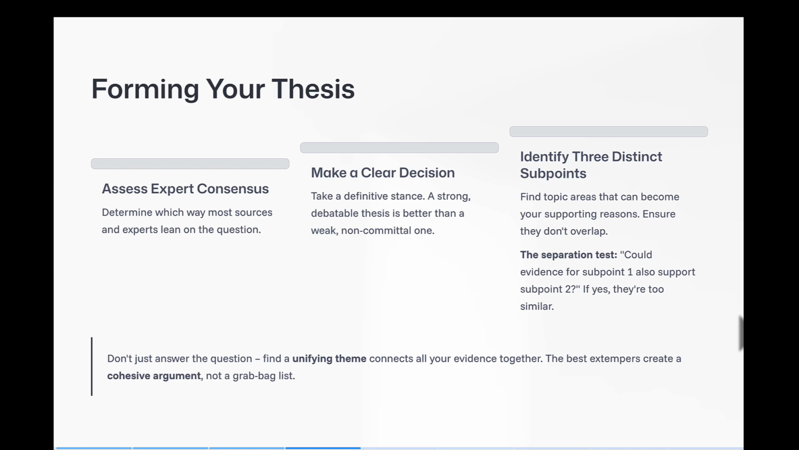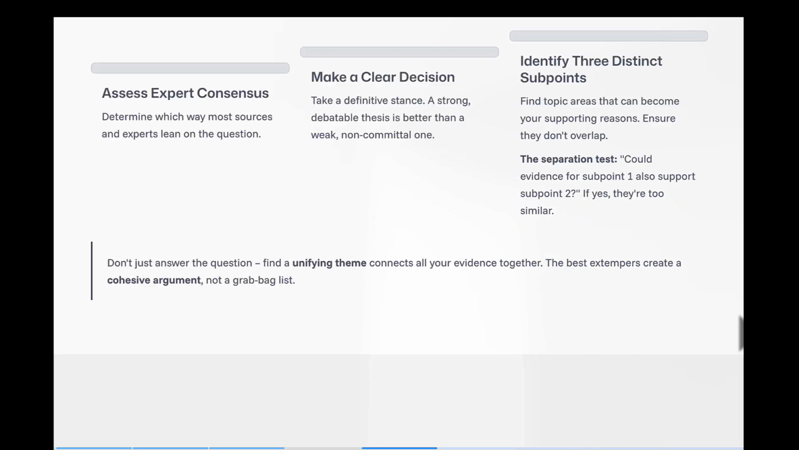A good test to do is what I would call the separation test, which is: could evidence from subpoint 1 be used for subpoint 2? If the answer is yes, your points are too similar. None of your evidence from a body paragraph or a subpoint should be applicable to a different body paragraph, even though they are all going to be connected by a larger unified thesis. That's really important because if your subpoints are overlapping, it's going to get really boring from an audience perspective. We're going to feel like you're just repeating yourself.